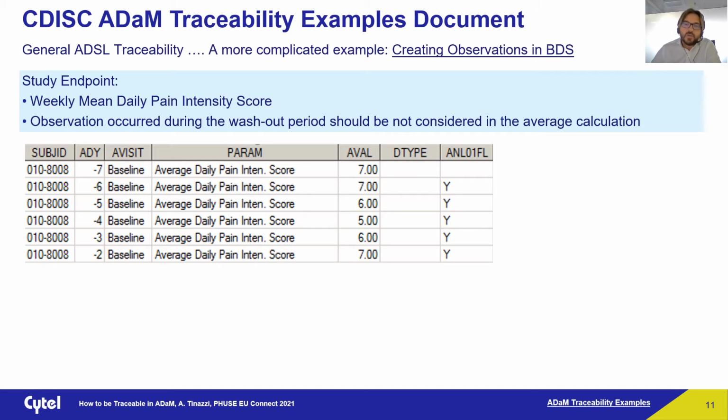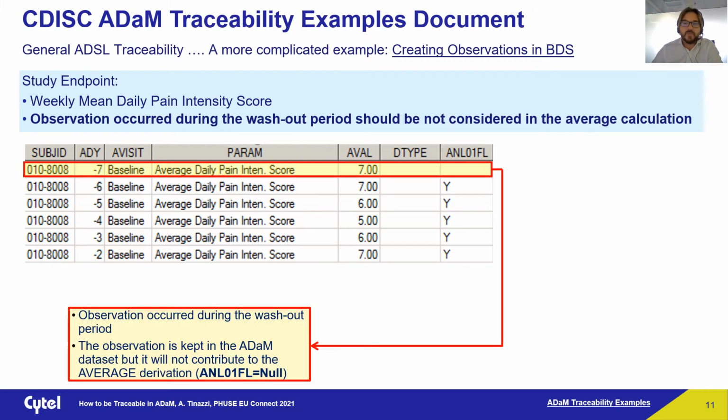In deriving the weekly average, we'll need to exclude observations where the subject was still in the washout phase, where essentially they were still making use of another drug to cure their pain. The observations that occur in the washout period are kept in the ADaM dataset as well as any other original record from SDTM, but they are flagged with an analysis flag. So in this case, the analysis flag will be null.